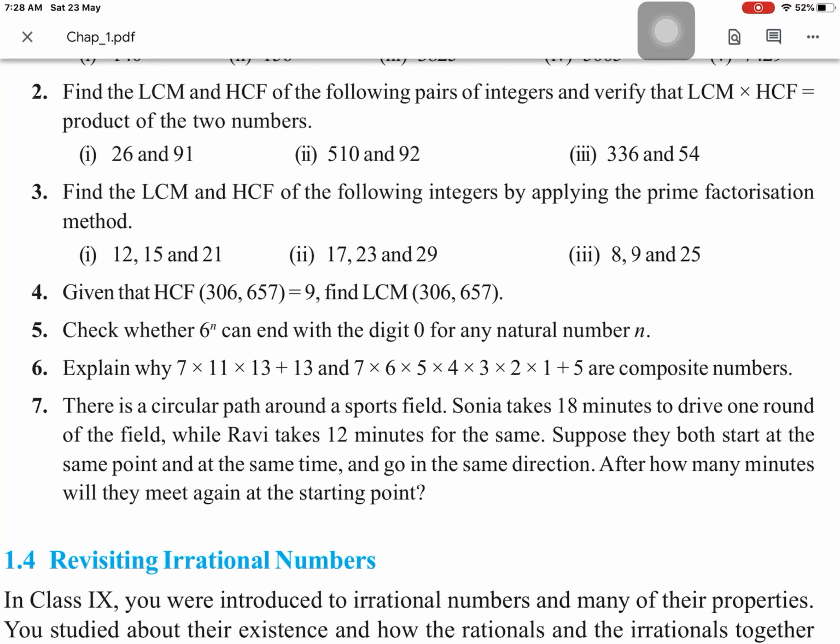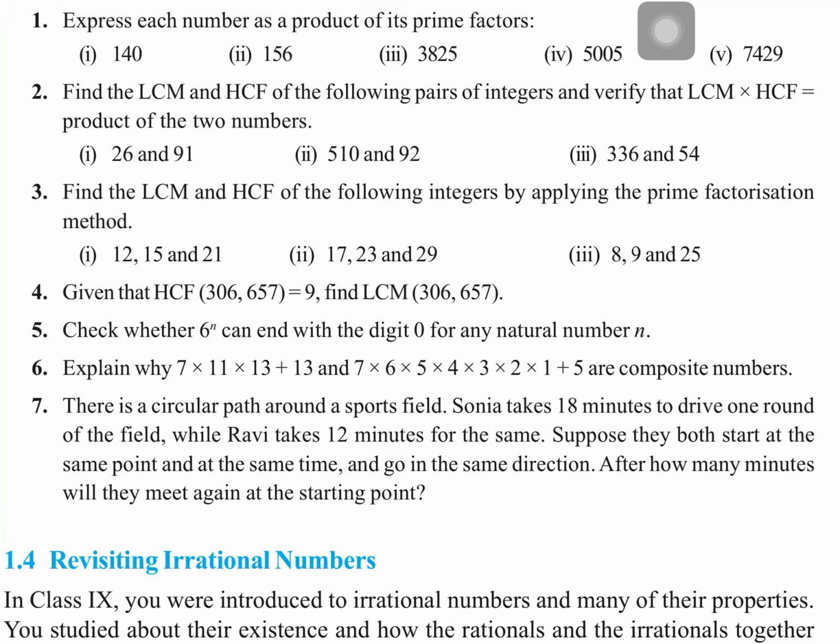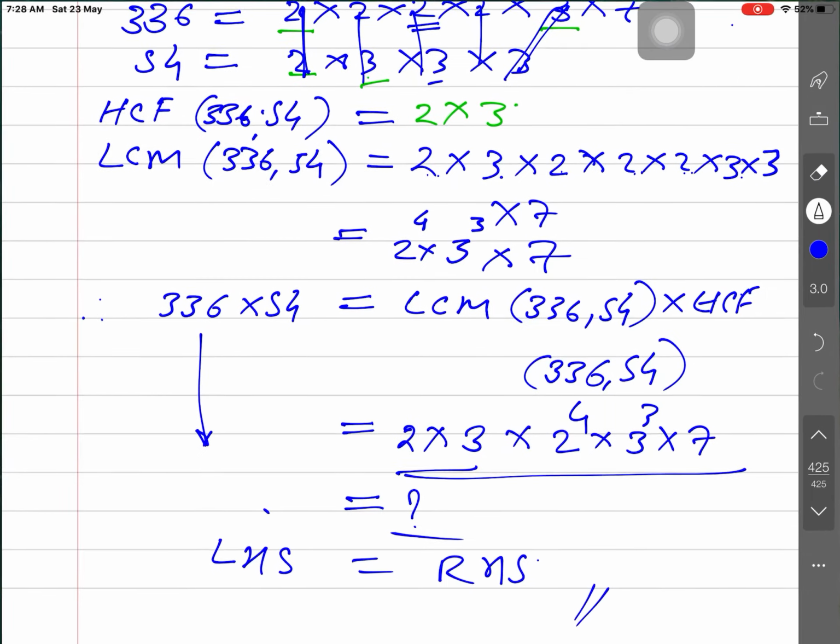And the 4th question: given that the HCF of 306 and 657 is 9, find the LCM. Yes, you have to follow the same method.